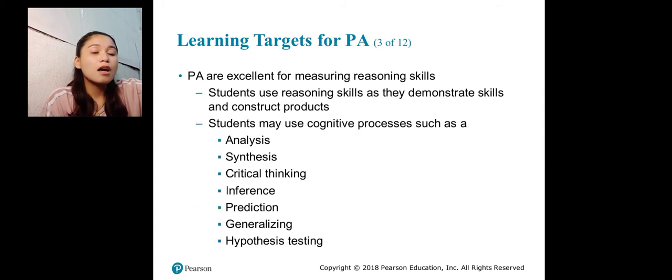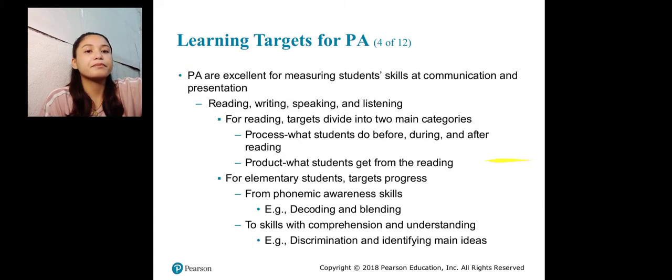Performance assessments are excellent for measuring reasoning skills. Students use reasoning skills as they demonstrate skills and construct products. So students may use cognitive processes such as analysis, synthesis, critical thinking, inference, prediction, generalizing, and hypothesis testing. Performance assessments are also excellent for measuring students' skills at communication and presentation, like reading, writing, speaking, and listening.